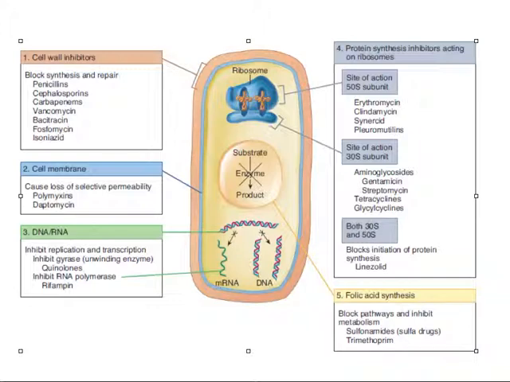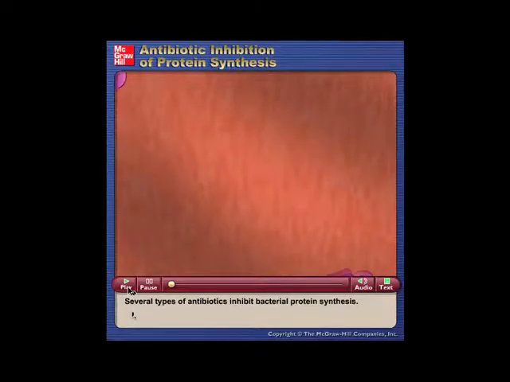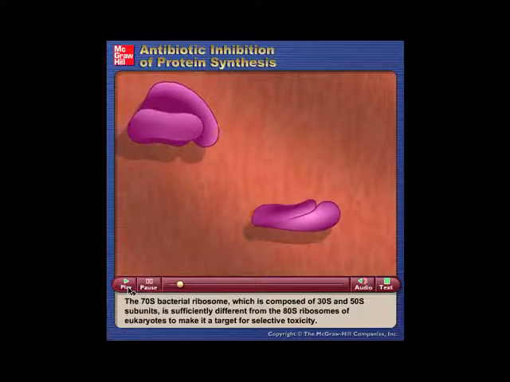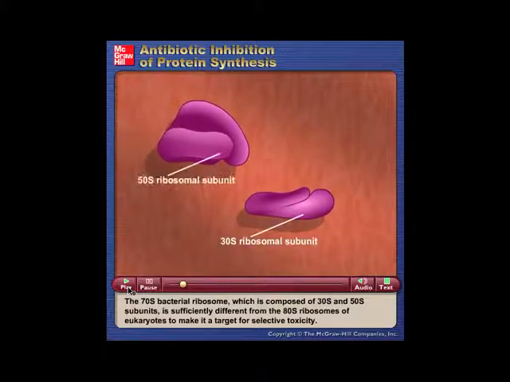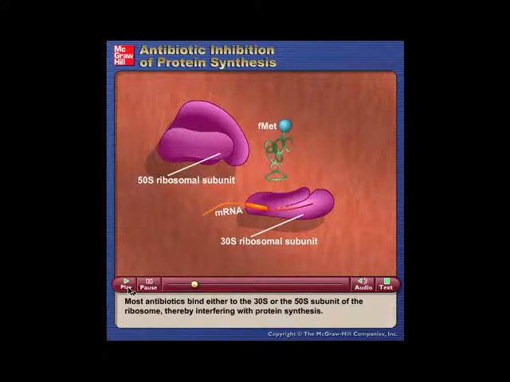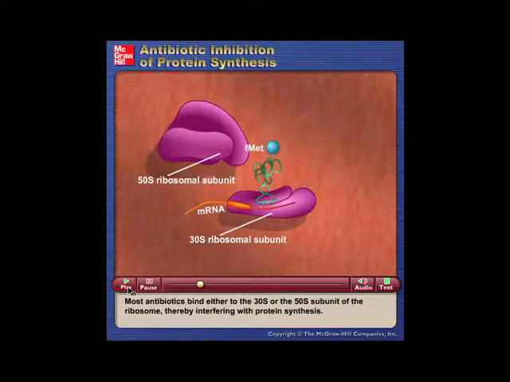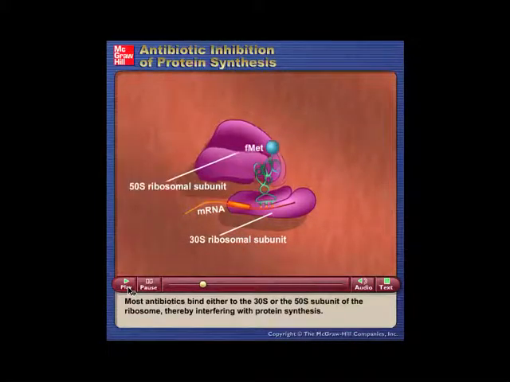Let's now go on to take a quick look at how antimicrobials can be involved in the prevention of protein synthesis. Several types of antibiotics inhibit bacterial protein synthesis. The 70S bacterial ribosome, which is composed of 30S and 50S subunits, is sufficiently different from the 80S ribosomes of eukaryotes to make it a target for selective toxicity. Most antibiotics bind either to the 30S or the 50S subunit of the ribosome, thereby interfering with protein synthesis.